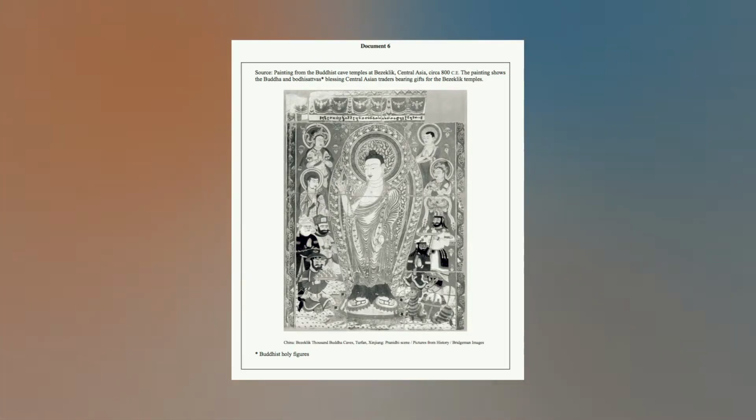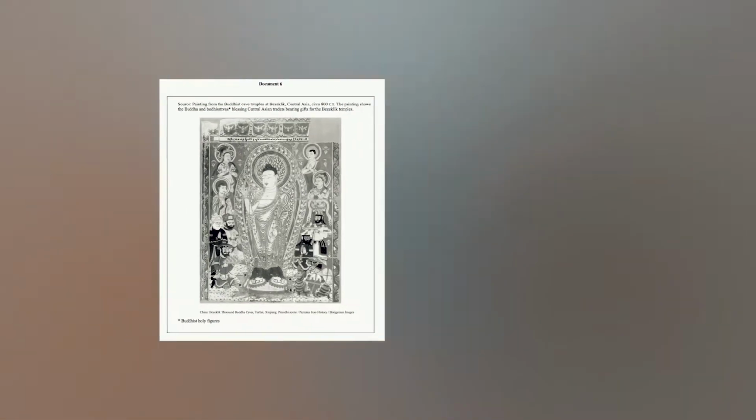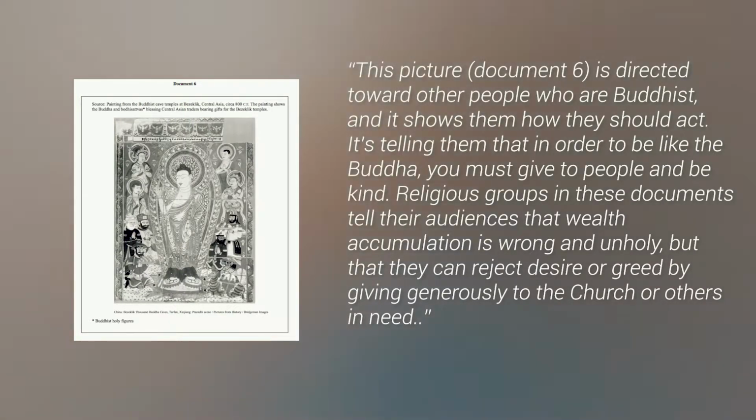Let's go back to the document from the AP World History exam from 2017, the one about Buddhists and merchants. So if I want to source this document for purpose, then I need to ask, what is this document intended to do in its audience? And here's an answer that got credit. This picture, document 6, is directed toward other people who are Buddhists, and it shows them how they should act.